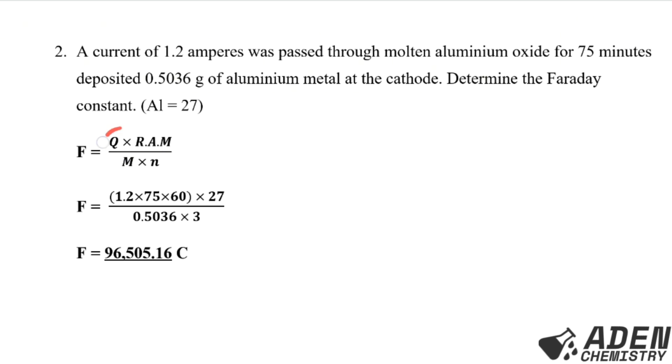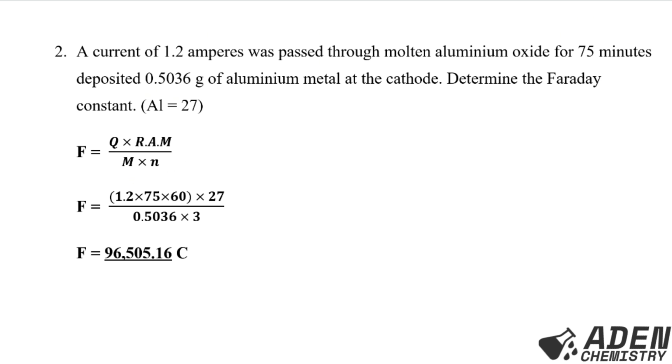Q is the quantity of electricity passed, for which we use the formula IT, where I is current measured in amperes, that's 1.2, multiplied by time, which is 75 minutes, but we have to multiply by 60 to convert into seconds, because time must be in seconds. Then we multiply it by Rm. The Rm given for aluminum is 27, divided by M. M is mass. The mass deposited is 0.5036, multiplied by the number of Faradays.